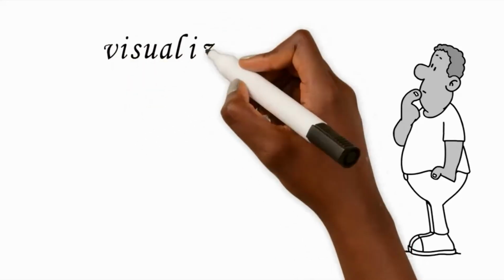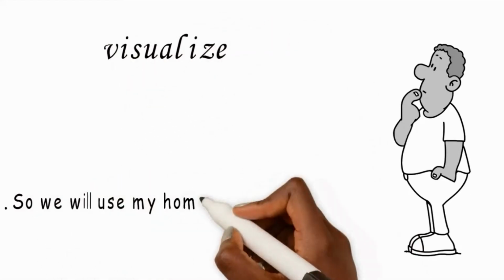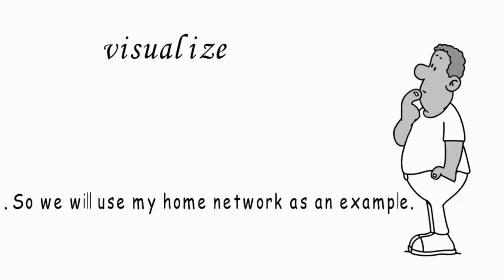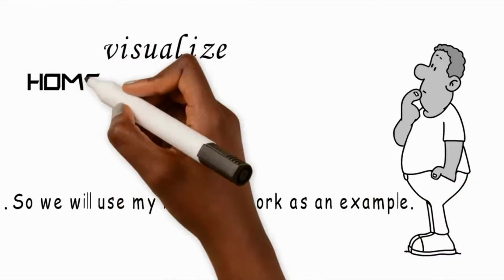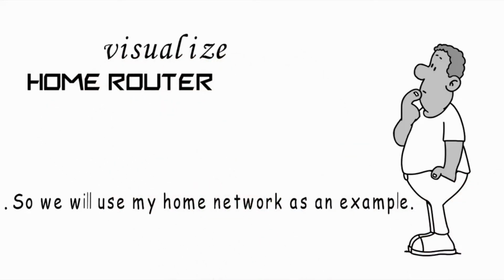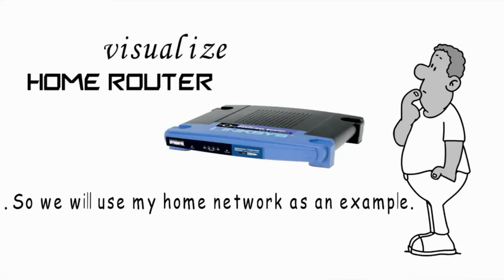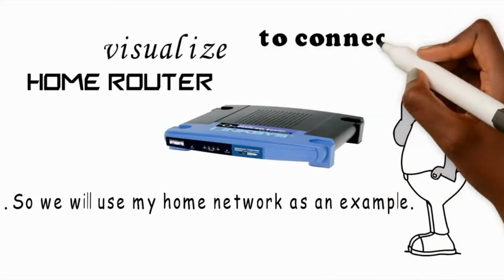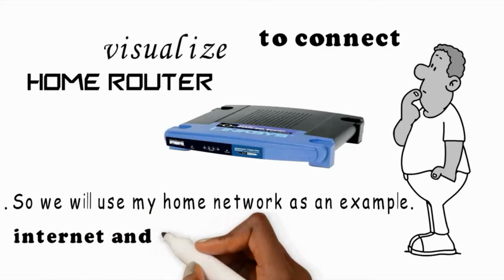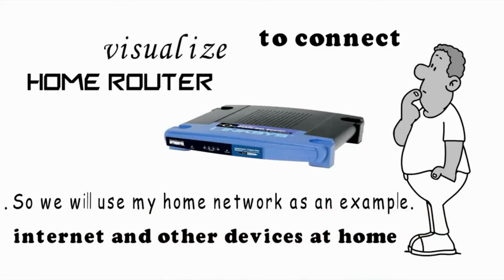So we will use my home network as an example. In order for me to get access to the internet at home, I need to have a home router that looks like this. A home router is a device that everyone uses at home to connect to the internet and other devices at home. Here, I'll show you what I mean by that. I can connect my home router to a plug provided by Comcast, my internet service provider. Internet service providers are companies like Comcast, aka Xfinity, Fios, and Verizon.